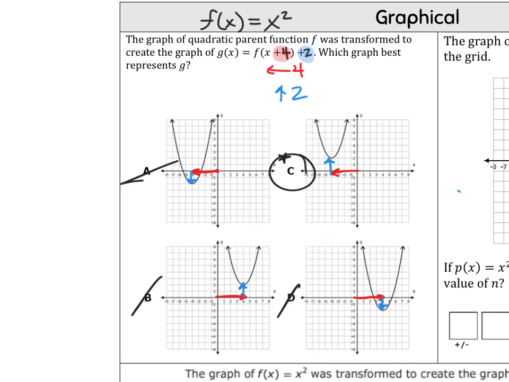Just by knowing how these equations look, we didn't have to graph this one to answer it, but we could have. You can type the parent function and g of x into your Desmos and see this graph appear. You just have to remember the parent function because it didn't give it to you. It's pretty easy to remember.